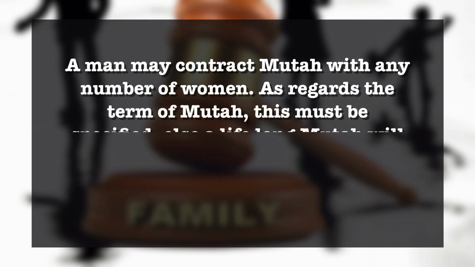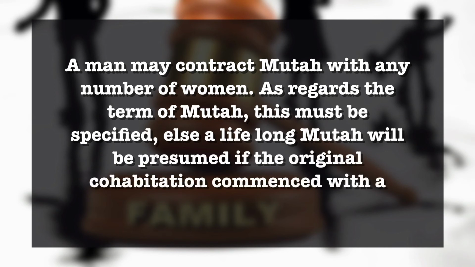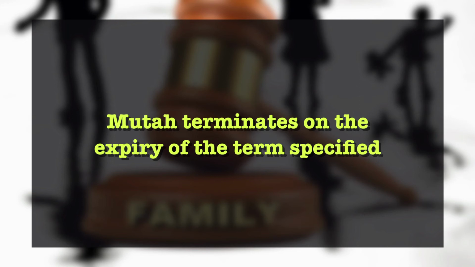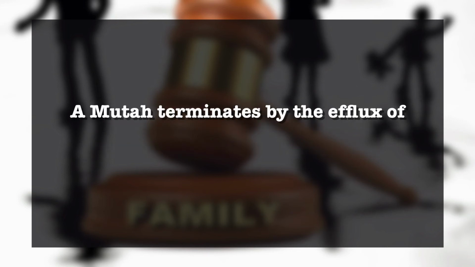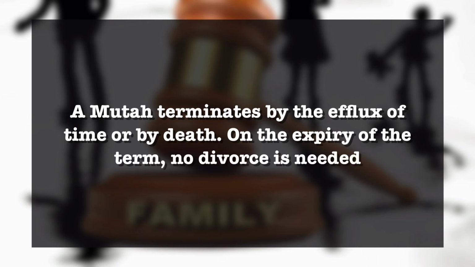As regards the term of mutta, this must be specified, else a lifelong mutta will be presumed if the original cohabitation commenced with a lawful mutta. Mutta terminates on the expiry of the term specified. A mutta terminates by the efflux of time or by death. On the expiry of the term, no divorce is needed. During this period, the husband has no right to divorce the wife, but the husband may make a gift of the term and thereby terminate the contract without the wife's consent.